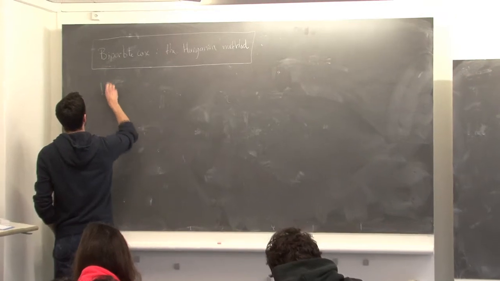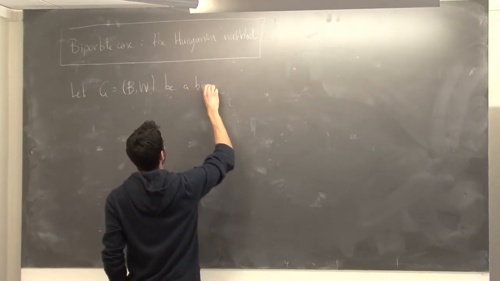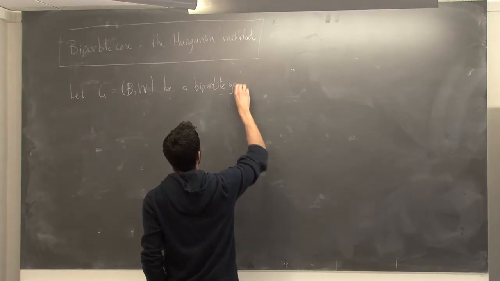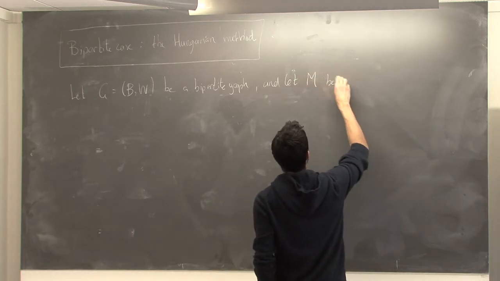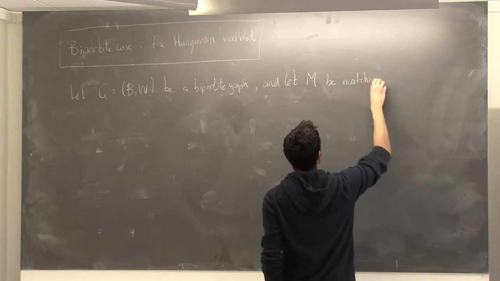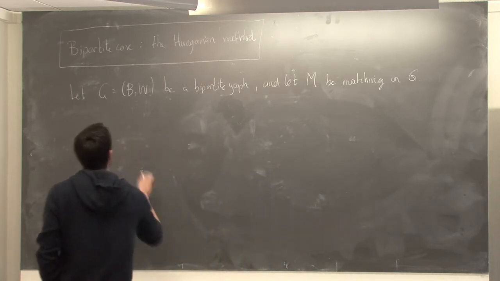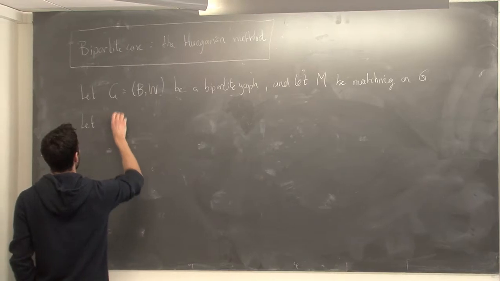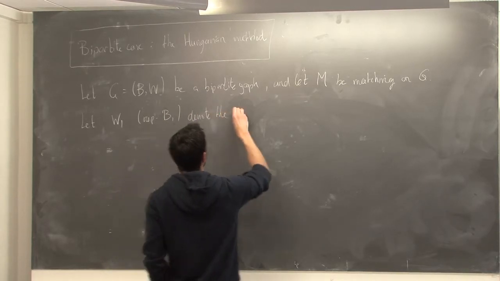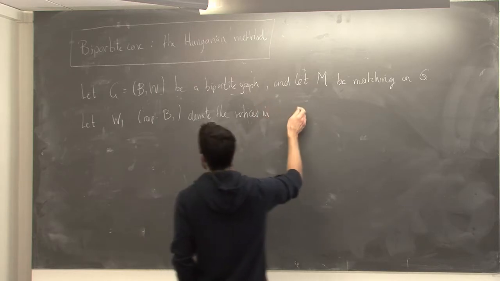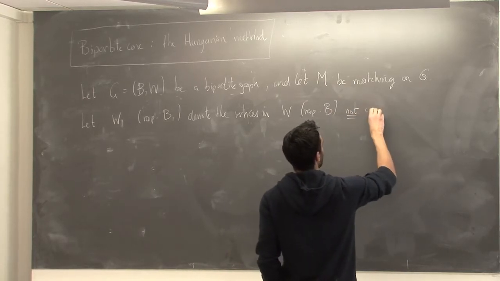Okay, so let us fix a bipartite graph and a matching M on G. Okay, let W1, respectively B1, denote the vertices in W, respectively B, not covered by M.